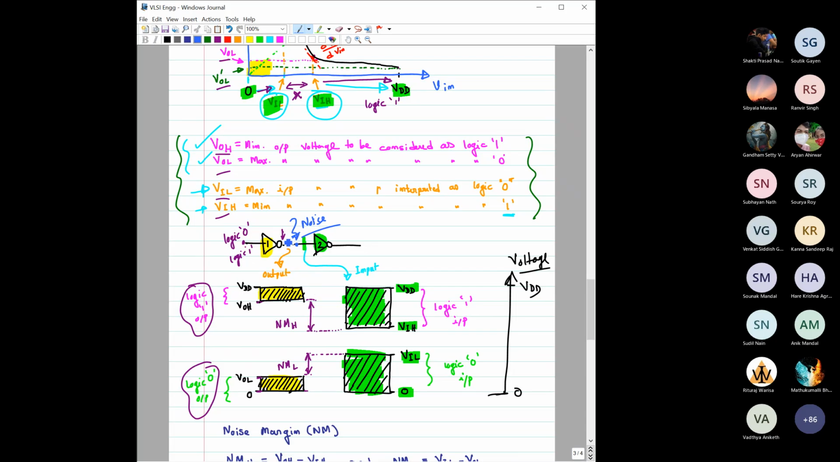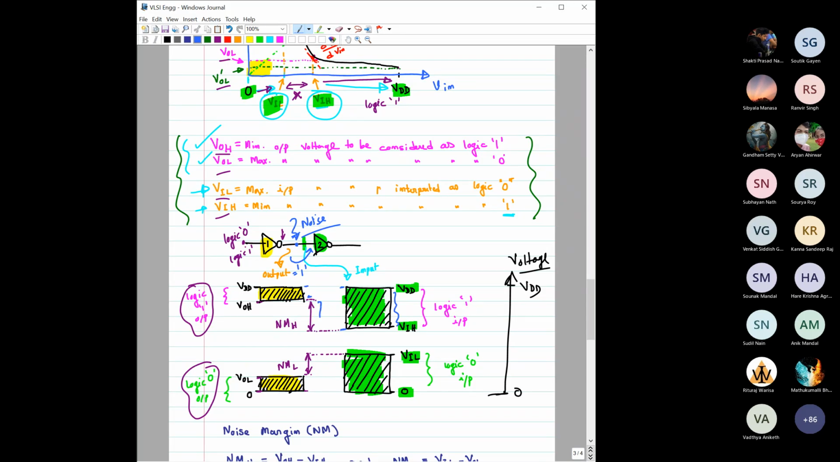Now consider this output was initially at logic 1. If the output is initially logic 1, that means it might be anything between this value and this value. Now if this logic 1 has to be passed to the next gate, meaning it has to come to the input of this gate, then any voltage between VIH and VDD would be sufficient. This is the valid input voltage for this second gate to consider it as a logic 1 input.